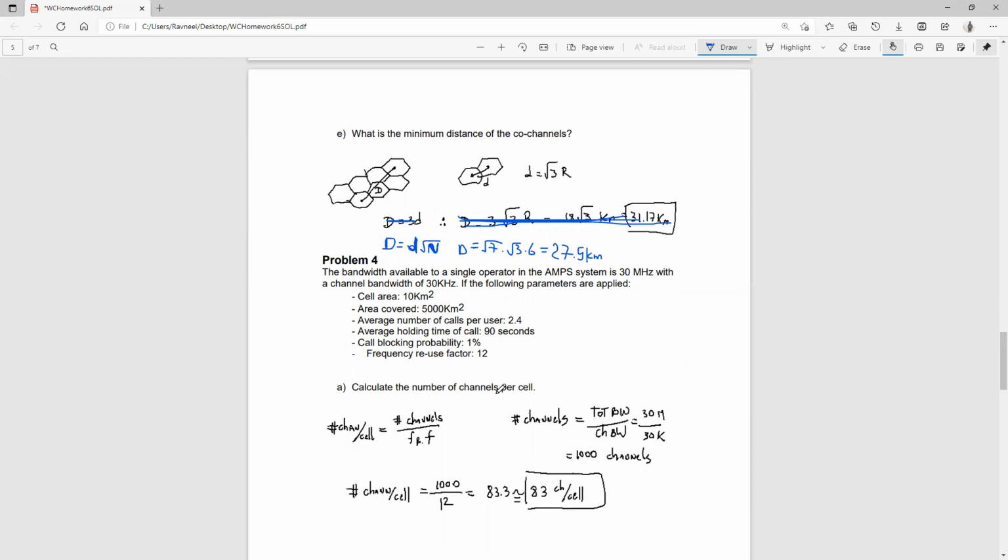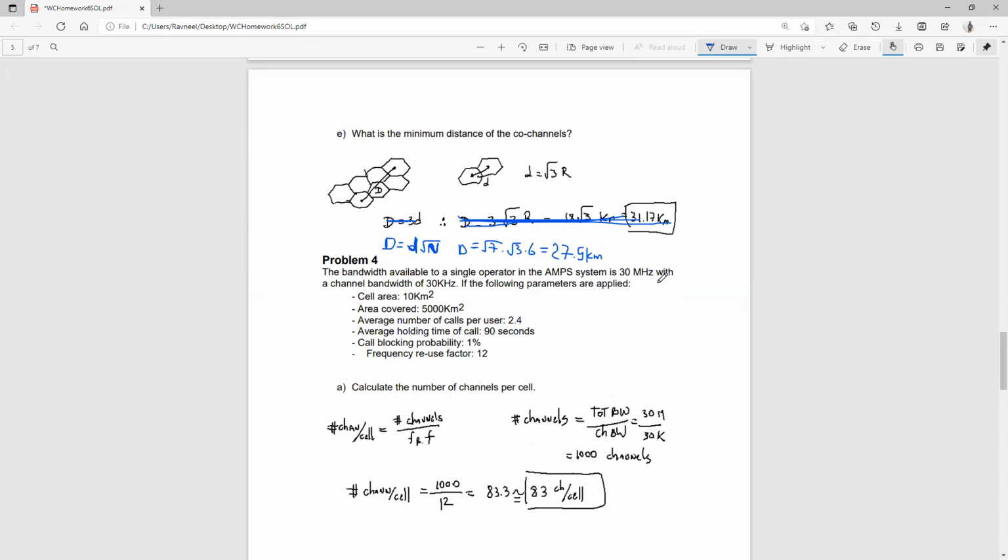Calculate the number of channels per cell, right? So the number of channels per cell is given by the number of channels over the frequency reuse factor, or the N value. In this particular case, we can find the number of channels. We know the bandwidth size, so the total bandwidth is 30 megahertz.